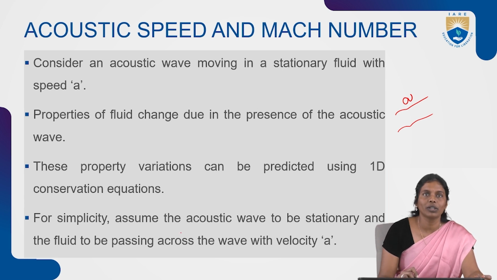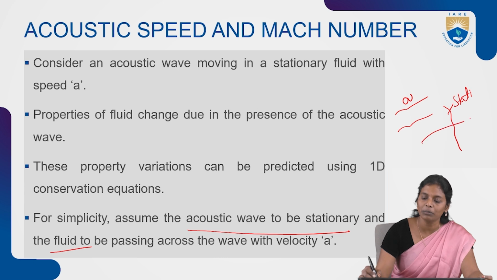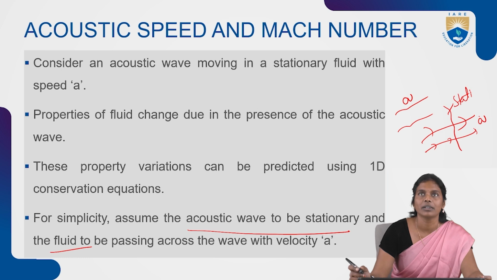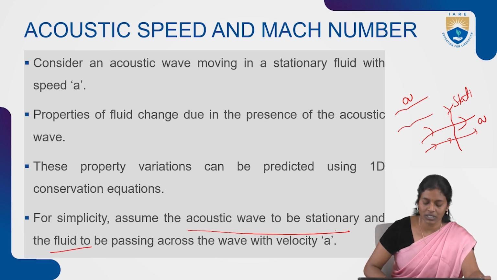For simplicity, we assume the acoustic wave to be stationary and the fluid to be passing across the wave with a velocity of a. So the acoustic wave is stationary, and the fluid is passing through it at a velocity of a. As we said earlier, the acoustic wave moves in a stationary fluid with speed a, but here we consider the wave to be stationary and the fluid passing through it, for simplicity.